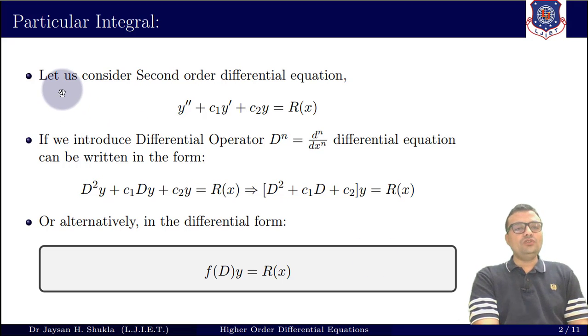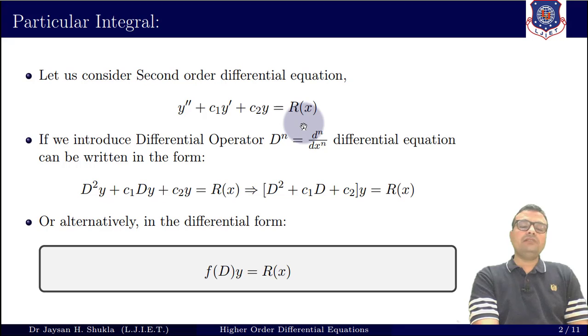If I want to find the particular solution for this equation, y double dash plus c1 y dash plus c2 y equal to r of x, where dash indicates the derivative of variable y with respect to x, c1 and c2 are arbitrary constants, and r of x is a function of x. Here, variable y is the dependent variable on the free variable x. With this assumption, we can start solving our differential equation.